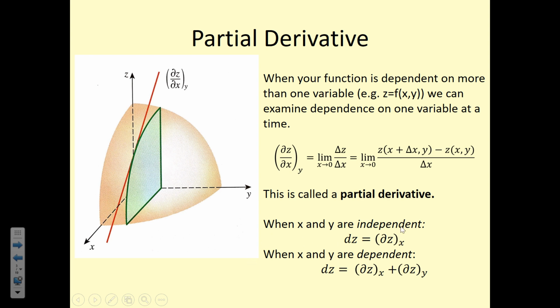So when x and y are independent of one another, we can have a total derivative that's the same thing as a partial derivative. If x and y are not dependent at all on each other, then a partial derivative is the same thing as the total derivative. But when x and y are dependent on one another, so changing x will also affect y, then the total derivative is the sum of the two partial derivatives.